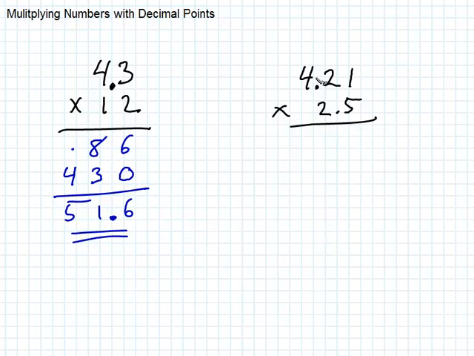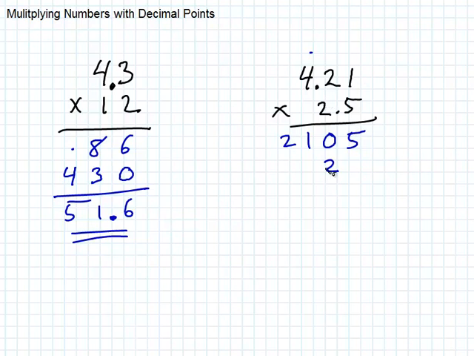So we're going to take 421 times 25, just ignoring the decimals to start with. 5 times 1 is 5. 5 times 2 is 10. Carry the 1. 5 times 4 is 20, plus 1 is 21. 2 times 1 is 2. Notice I'm leaving that blank. You could put a 0 there like I did here. I'll just leave it blank for now.